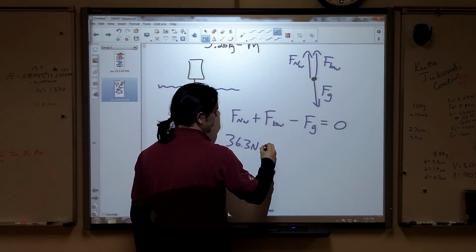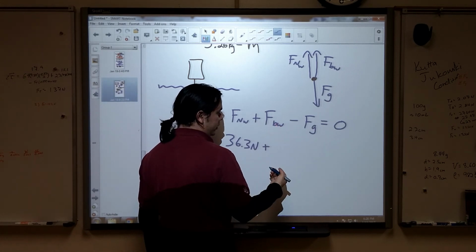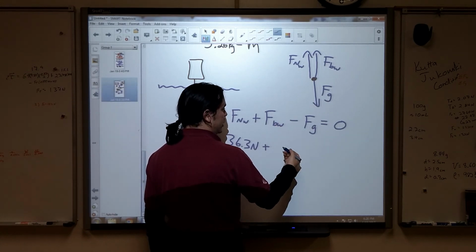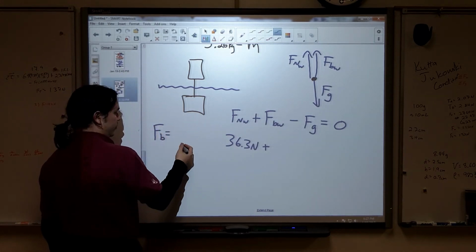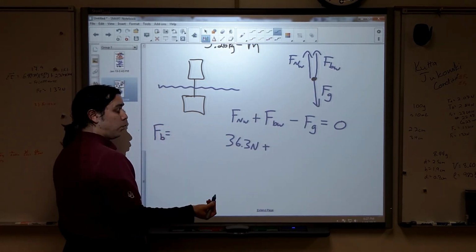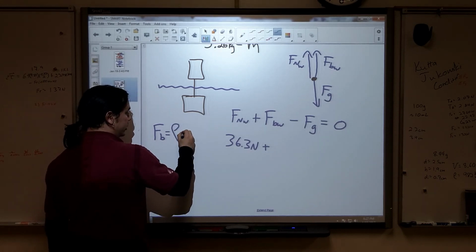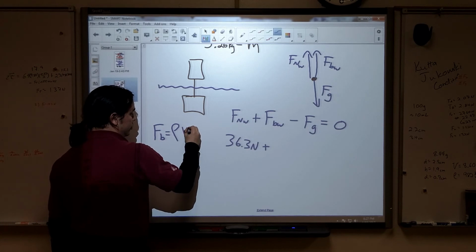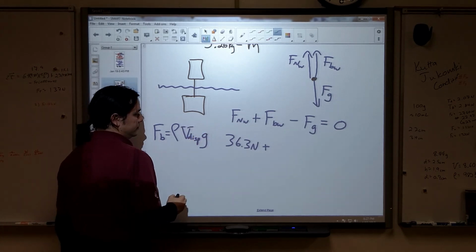36.3 newtons plus my buoyant force in water. Well, I'm going to fill in a little bit of what I know. So we know that the buoyant force, first time I've written it in this problem, is equal to the weight of the fluid displaced, which is going to be the density of the fluid, times the volume displaced, times the acceleration due to gravity.